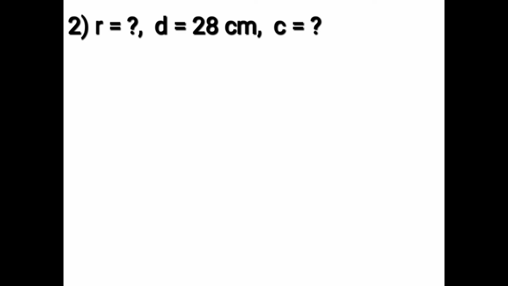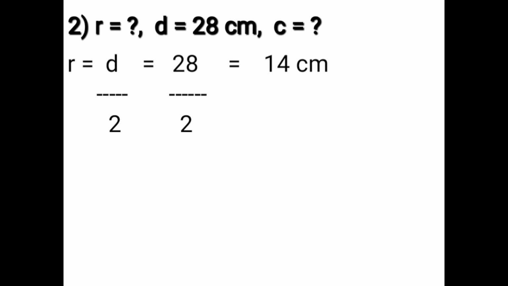radius is question mark, diameter is 28 centimeter and circumference is question mark. You have to find radius and circumference. Radius formula is diameter upon 2, that is 28 divided by 2, because diameter is given 28 centimeter. Radius formula is diameter divided by 2. You have to divide 28 by 2. Answer is getting 14 centimeter. Radius is equal to 14 centimeter.